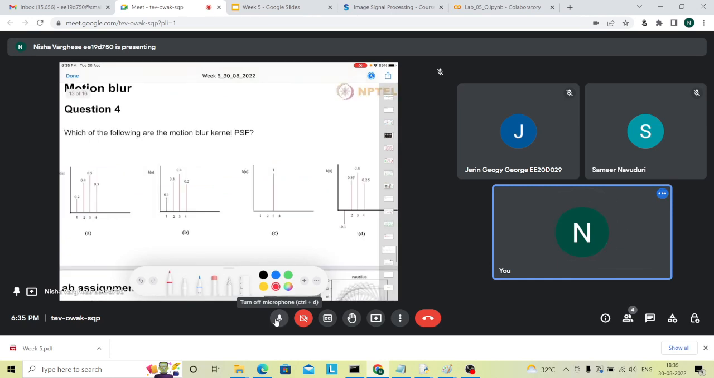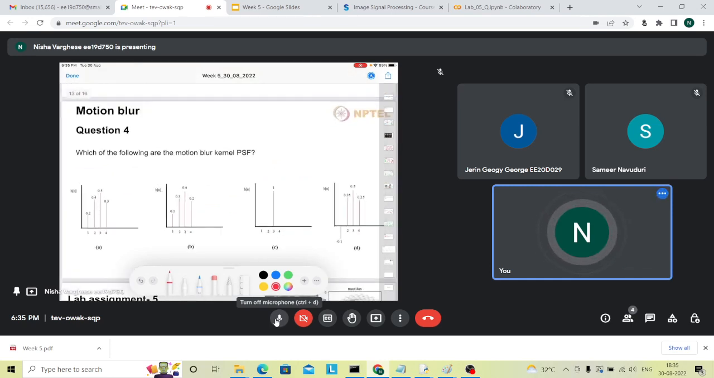Next question on motion blur. Which of the following are motion blur kernel PSFs? So what is a blur kernel PSF? It is a PSF, point spread function, that is convolved with the input image to get the blurred image. Okay. So what are the conditions of blur kernels? The first condition is that its values should be greater than or equal to 0. The next condition is that the summation of the values will be equal to 1. Otherwise, if you convolve that kernel with the input image, the brightness will change. So its sum should be equal to 1.